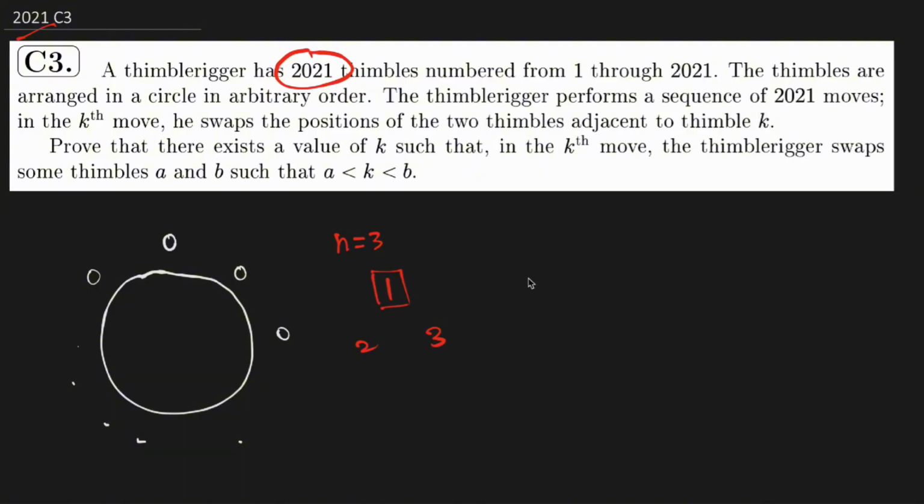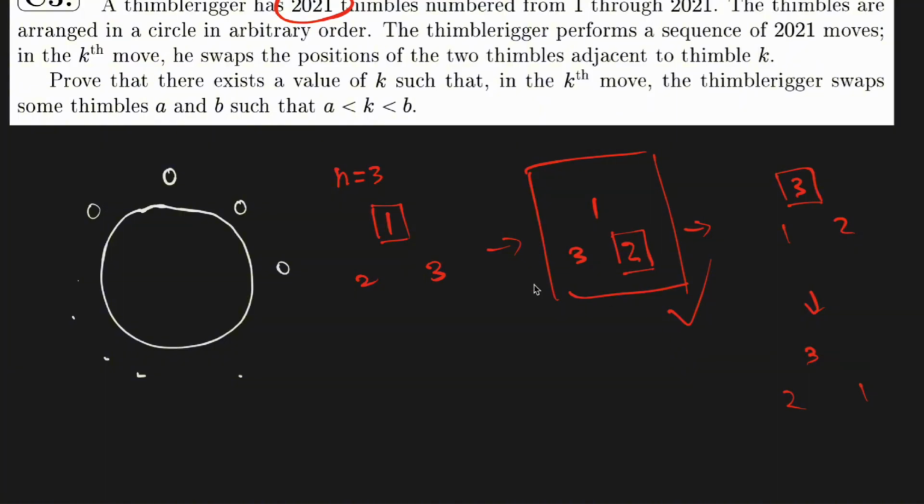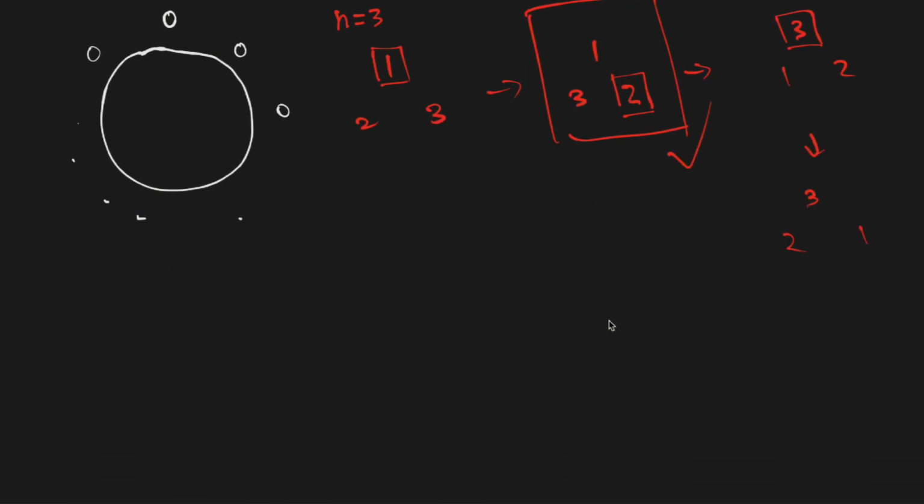So on the first move, we swap 1. So it becomes 1, 3, 2, and then we swap 2, so it becomes 3, 2, 1, and then we swap 3, so it stays 3, 2, 1. If we look at this second move right here, 2 swaps 1 and 3, but 2 is between 1 and 3, so yep, that works. But if we think about any random configuration for n equals 3, it should always work because 2 will always be adjacent to 1 and 3. So that case is not very interesting. Let us try some other case.